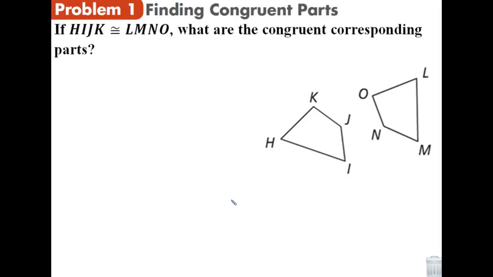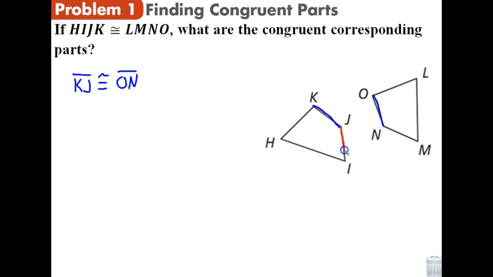Problem 1, finding congruent parts. It says that if polygon HIJK is congruent to polygon LMNO, what are the congruent corresponding parts? So as in which sides and which angles match up congruent to each other. We want to list them all. I can start off with side KJ, and I know that's going to be congruent to the corresponding side, ON. Notice as I name those, I matched up corresponding angles. K and O look like they're the same size. J and N do as well.